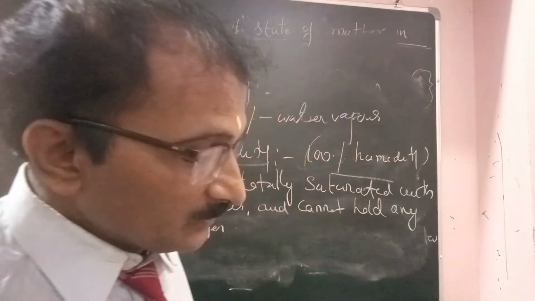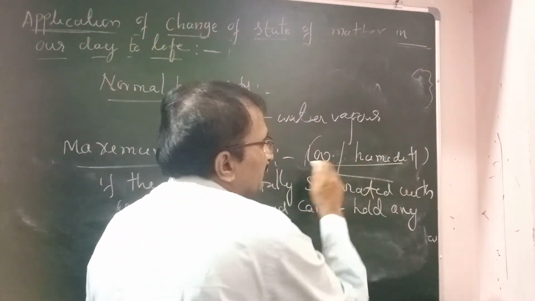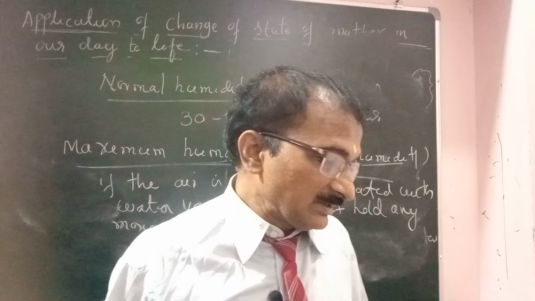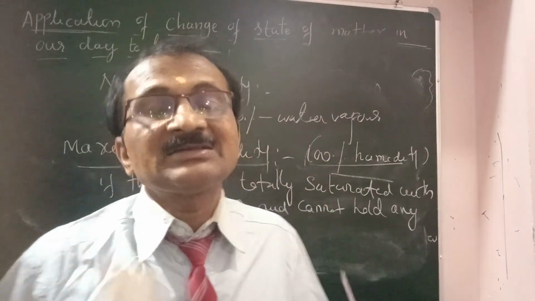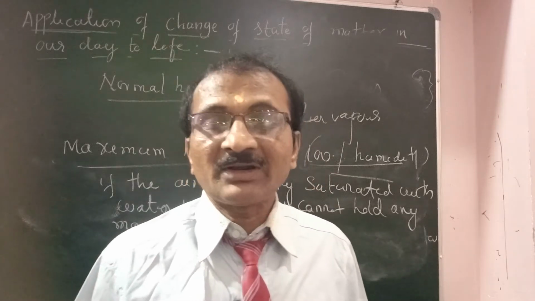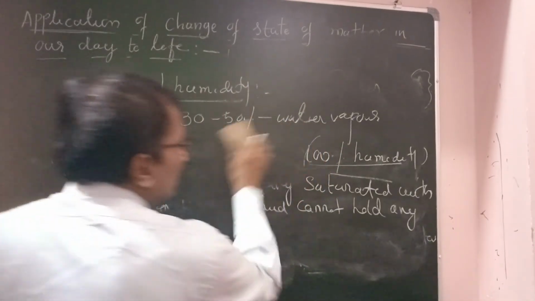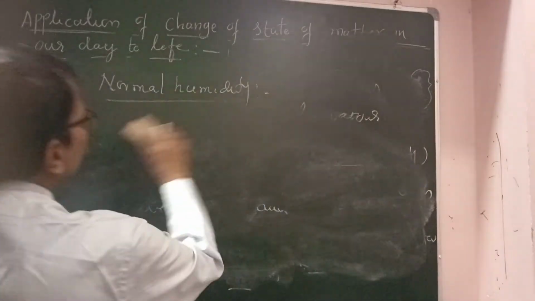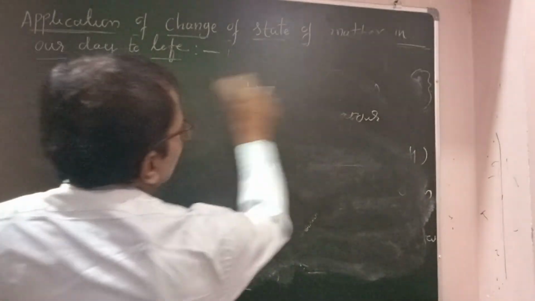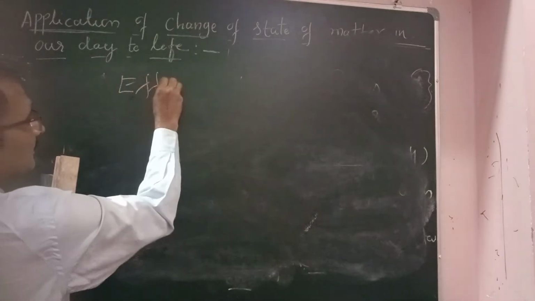So in this case, if the humidity is 100%, we can guess the clouds may bring rain. The clouds may form for raining. Okay, so then what is the effect of temperature and pressure? Effect of temperature and pressure on humidity.